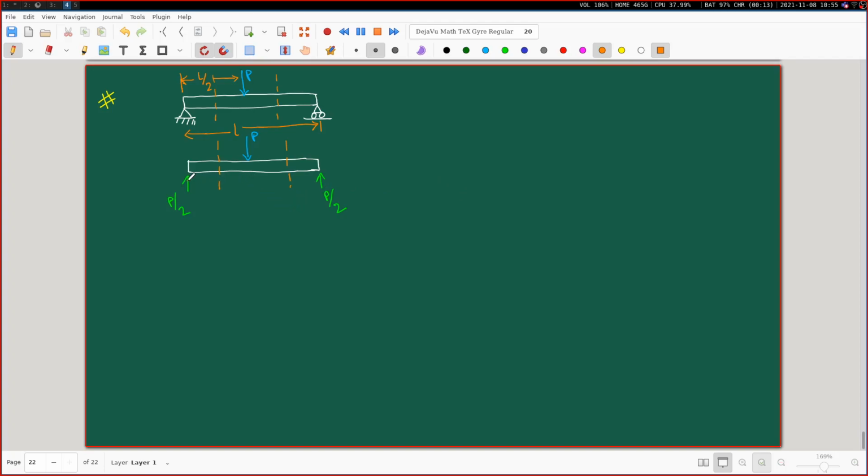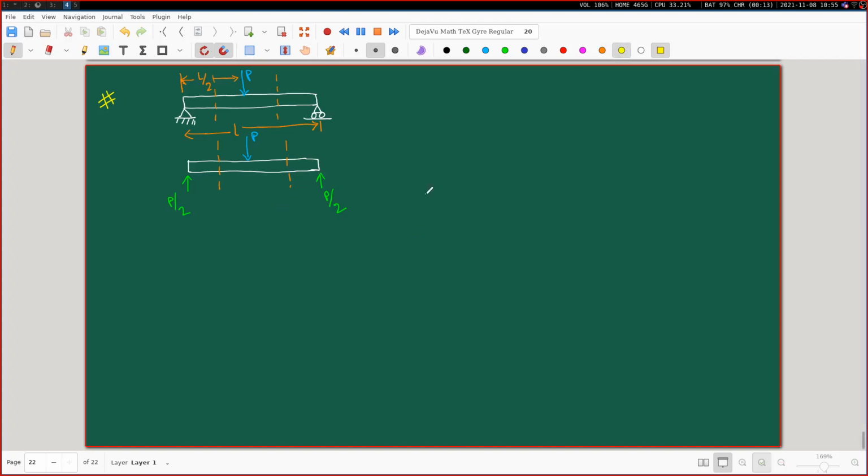You see, whether you go from 0 to L by 2 or L to L by 2 is the same situation. It's just a choice of setting up your x at this end, or setting up the x at this end. And remember that what we are dealing with here is the total strain energy. Total strain energy is a scalar, so it should not really matter which axis and which way you're pointing your axis and all those things. Strain energy is strain energy, right?